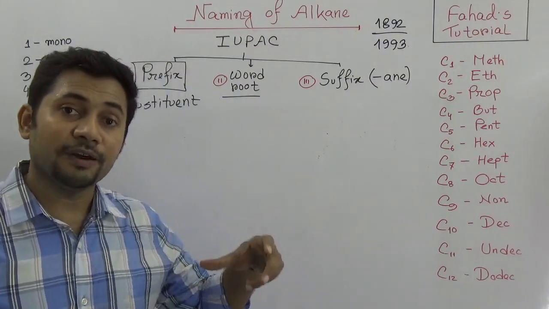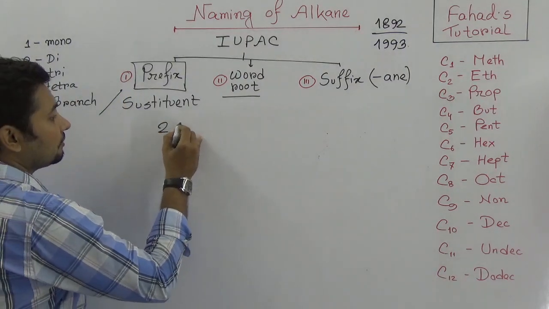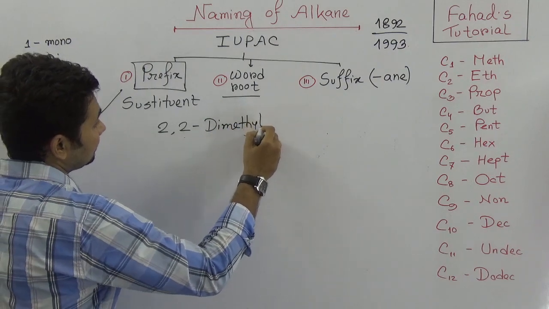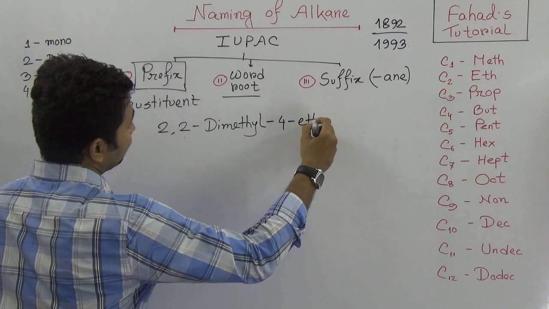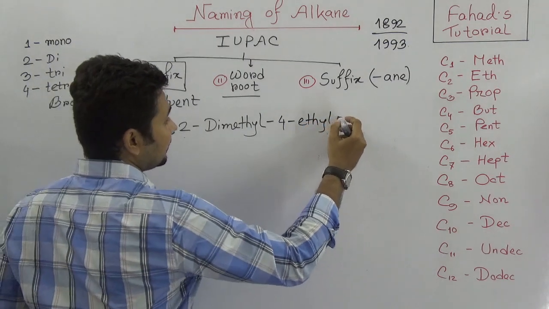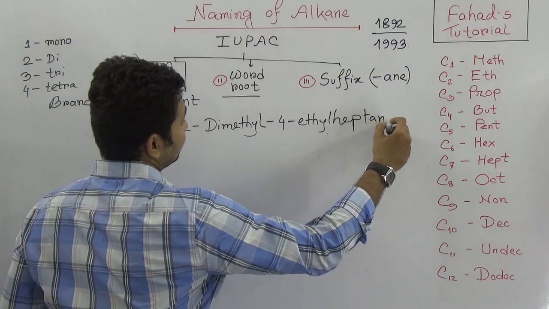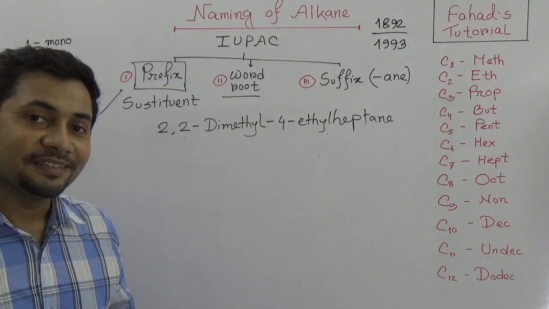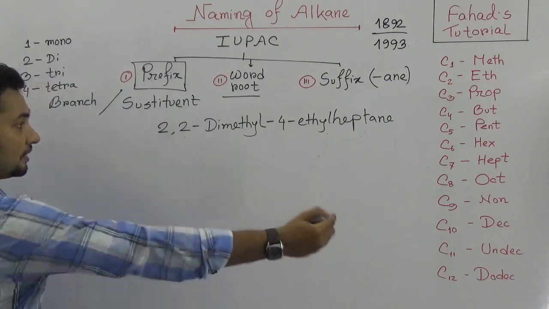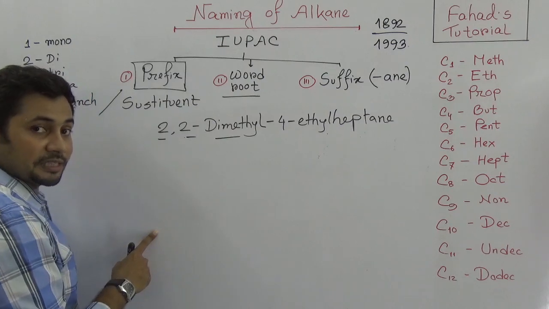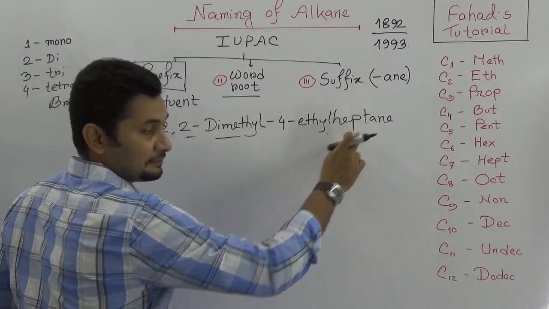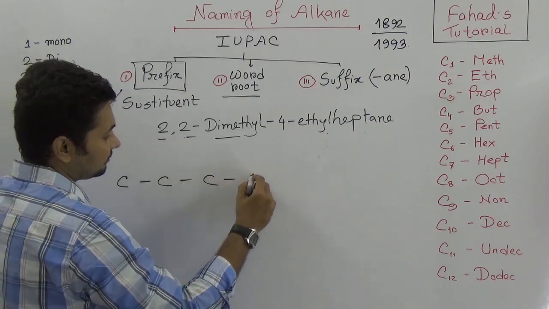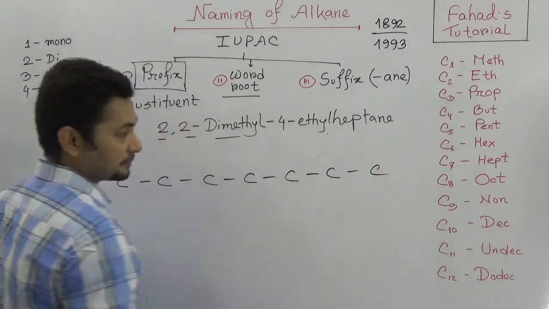Or you can also find, suppose it's given 2, 2-dimethyl, 4-ethyl heptane. Suppose the name is given. From this you can also find the structure of the compound. So you've got 2, 2-dimethyl, so 2-methyl. As you have heptane, you're sure there are 7 carbons. So 1, 2, 3, 4, 5, 6, 7.